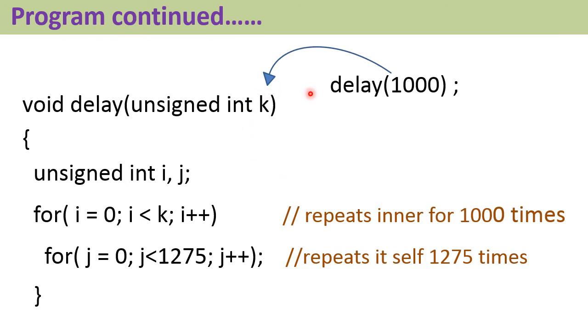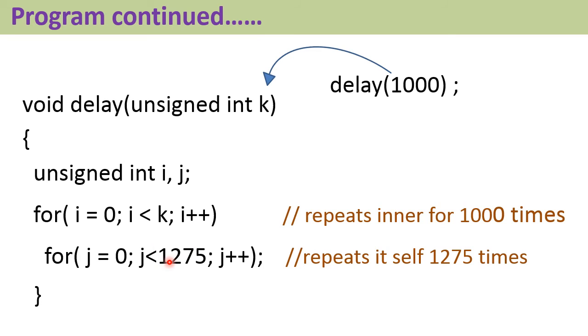The delay function is implemented here. The delay function was called from the main function using this statement. 1000 was passed to it. This 1000 gets copied in variable k. As i is equal to 0 and 0 is less than k, that is 1000, it goes to the next statement, which is one more for loop.